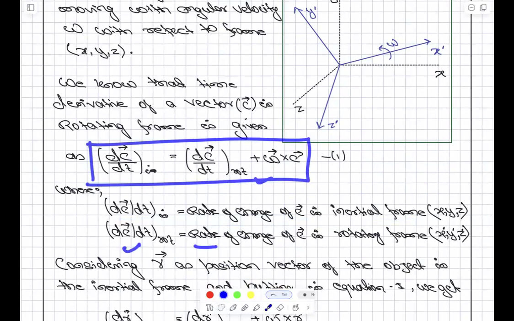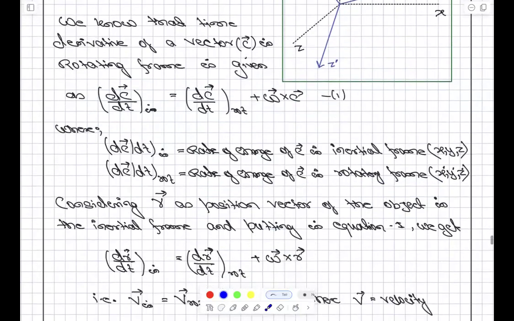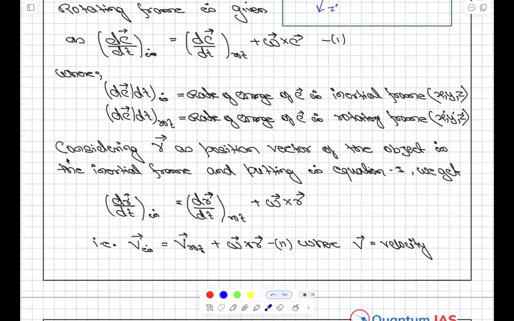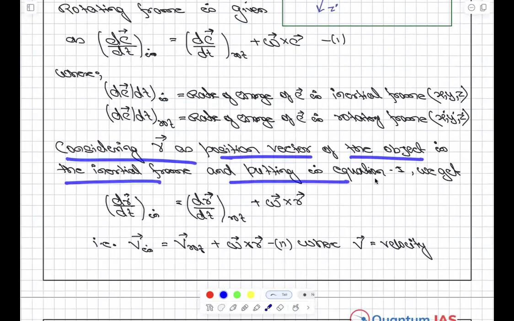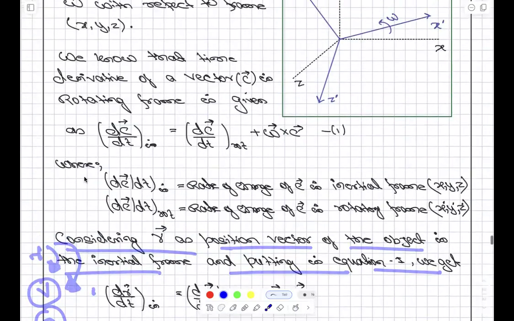dC by dt rotational, the rate of change of C in the rotating frame, plus omega cross C. Now you will understand. Now what we will do, considering r as the position vector of the object in the inertial frame and putting in equation 1. Now you have to understand, we have to find a, but how do we find a? We have to find v. How do we find v? Using r. So this has to be followed because equation of motion is our syllabus and we have to follow that hierarchy. Okay, we can use this vector relation.